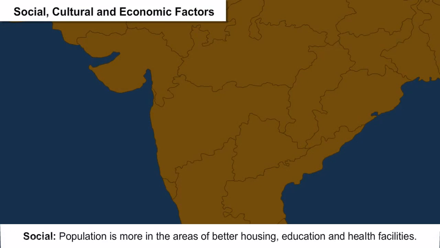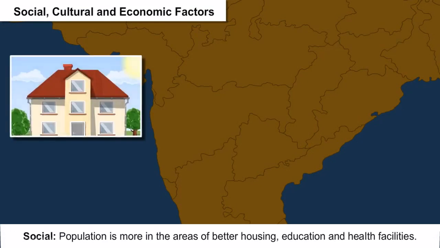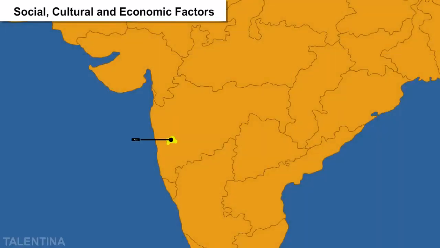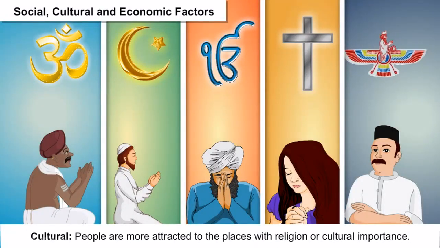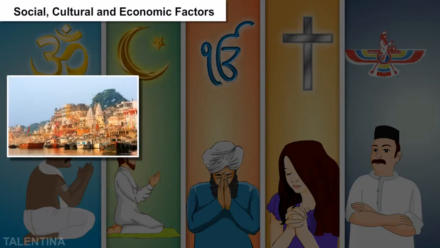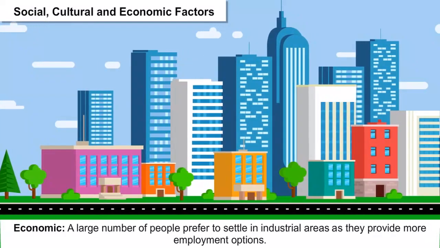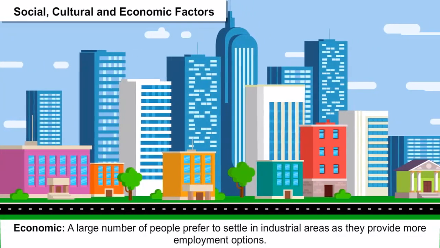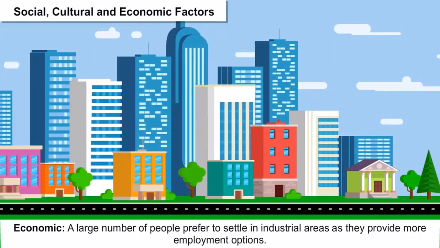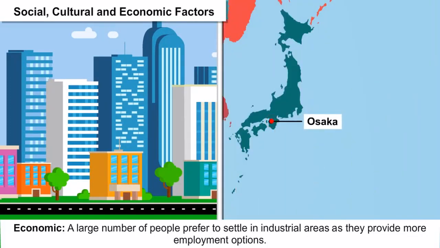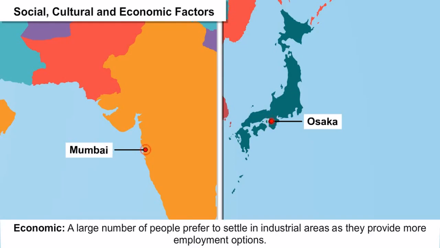Social. Population is more in the areas of better housing, education and health facilities. For example, Pune. Cultural. People are more attracted to places with religious or cultural importance. For example, Varanasi, Jerusalem and Vatican City. Economic. A large number of people prefer to settle in industrial areas as they provide more employment options. For example, Osaka in Japan and Mumbai in India.